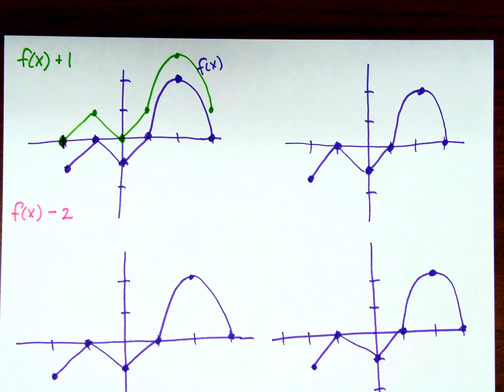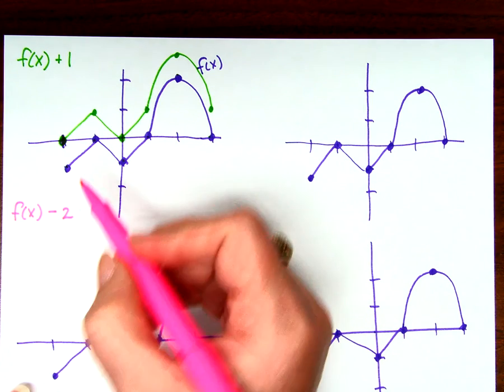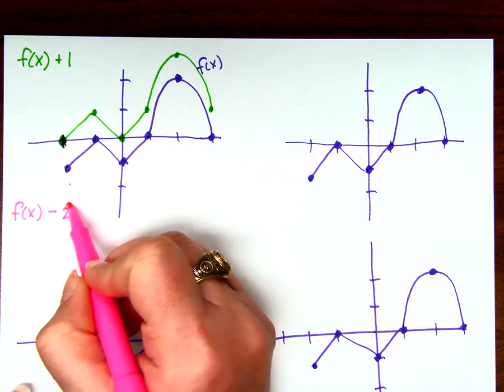Which one are we moving down, the purple one or the green one? Purple, because that's our f of x, right? So I'm going to start with the purple, and I'm going to move every point down 2.